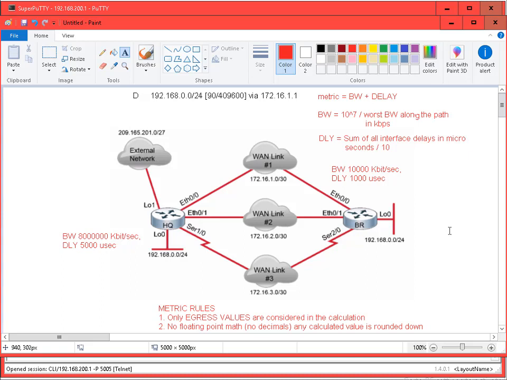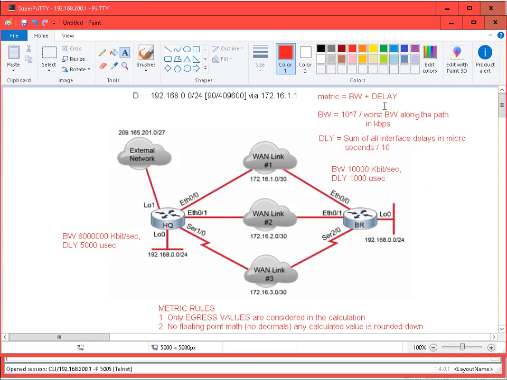So the first thing I'm going to do is figure out the worst bandwidth along the path to the destination. In this case, what is the worst bandwidth? The connection on the branch router, right? It's an Ethernet connection, but it's definitely worse than the loopback. So we're going to use that value in the bandwidth part of the formula, because obviously the loopback is a much larger number than what we see on our Ethernet interface.